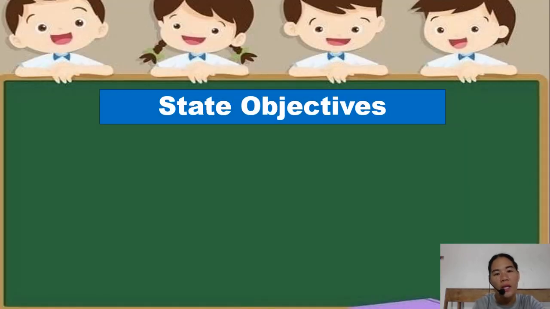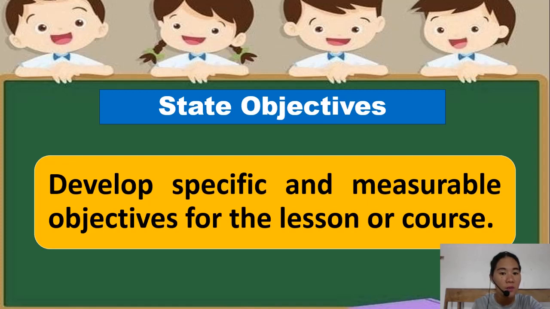The second one is state objectives. We are going to develop specific and measurable objectives for the lesson or course, and we need to consider that our objectives will be attainable. Of course, they must be attainable.